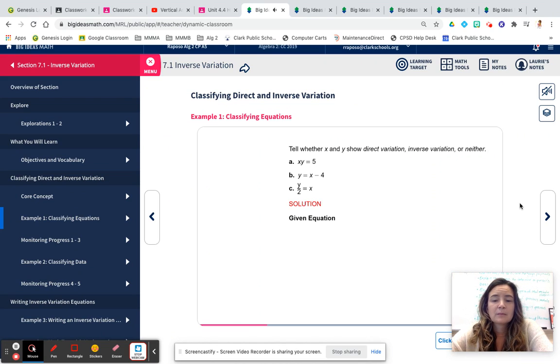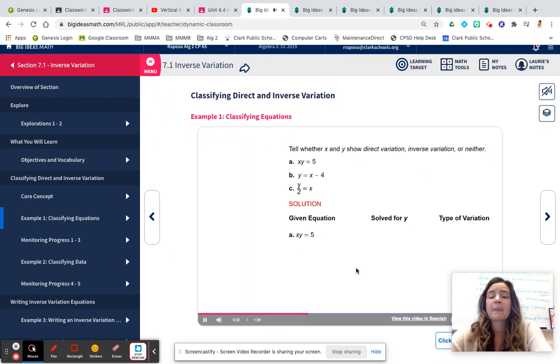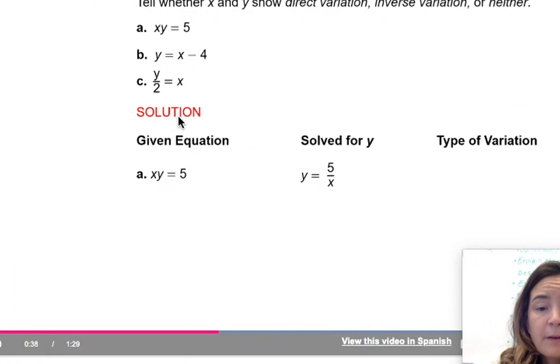Solution. First write the given equation, then rewrite the equation by solving it for y and identify the type of variation. Okay, so if it's not solved for y, you want to solve it for y. xy equals 5. The equation solved for y is y equals 5 divided by x. The first step in some of these, not all of these, is that y is not by itself yet. So you're going to have to do that. So in this equation, to get y by itself, we would divide this side by x, divide this side by x. So the resulting equation would be y equals 5 over x.